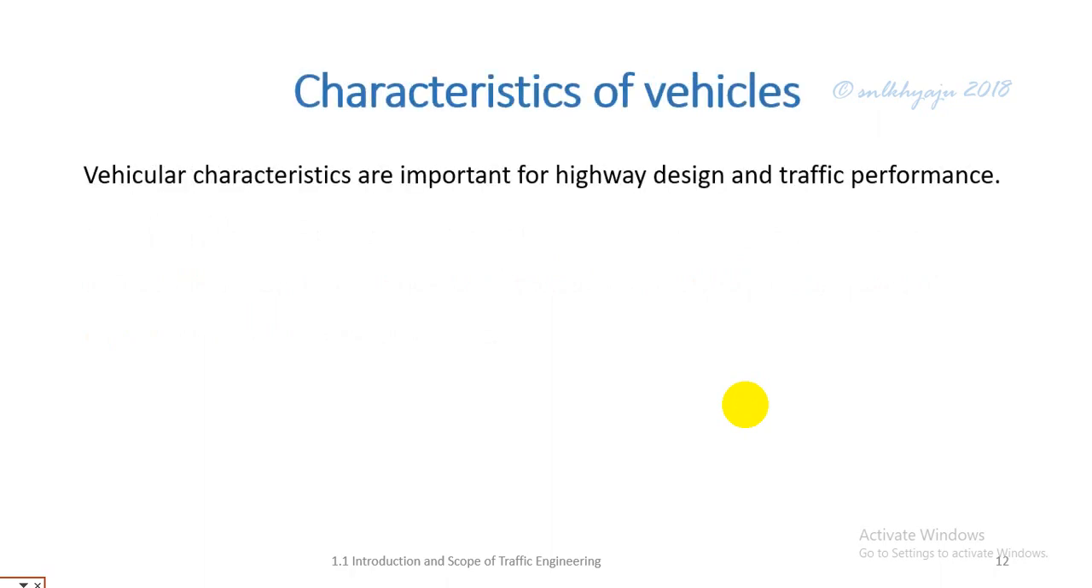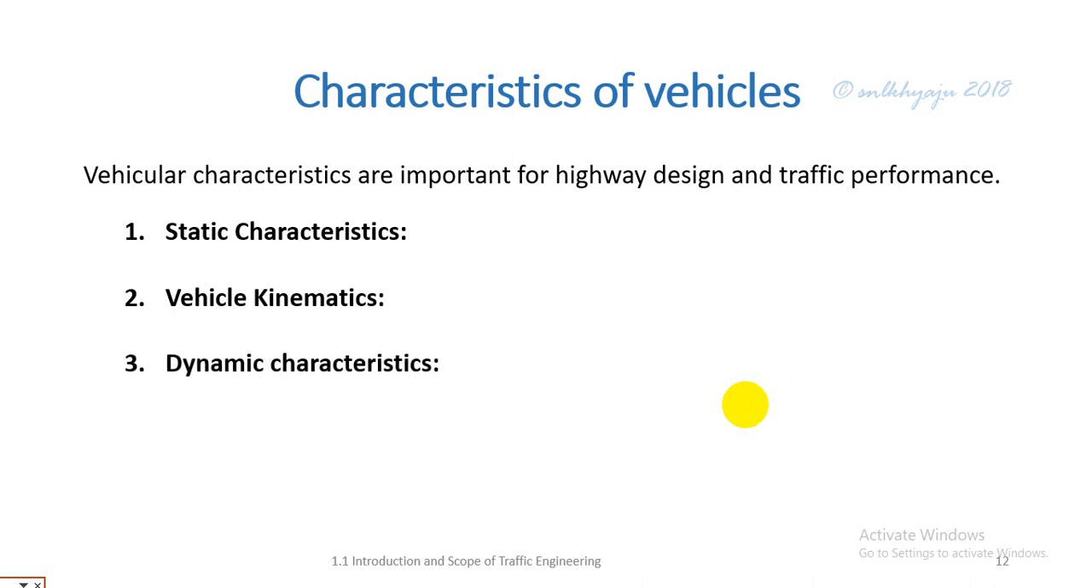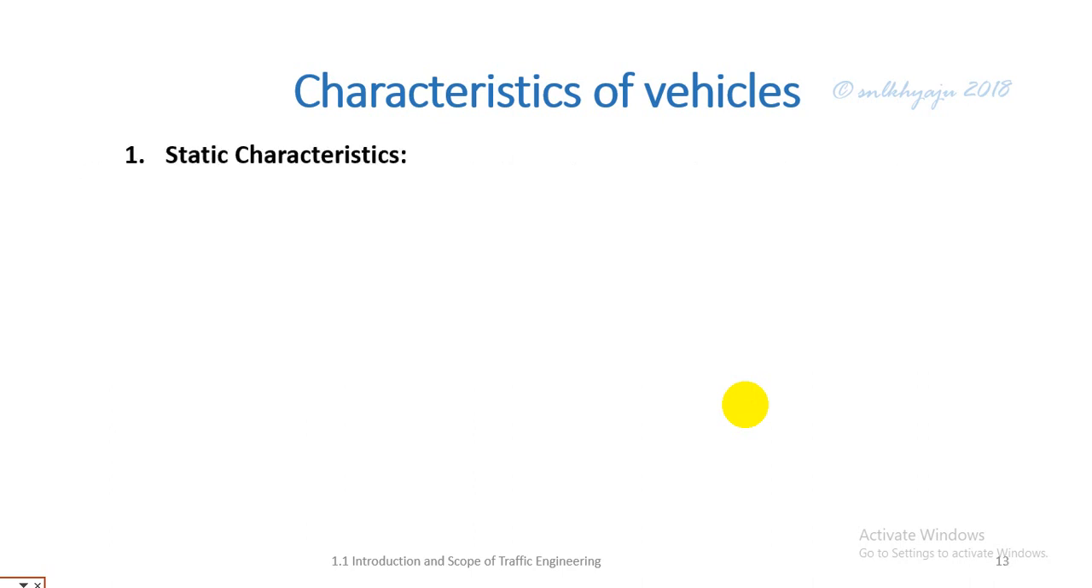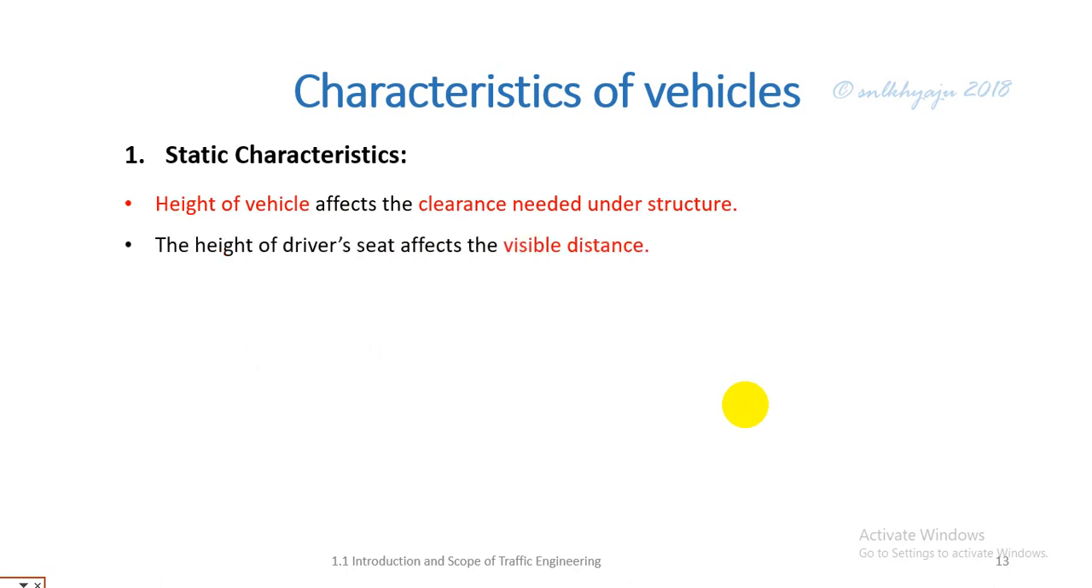Characteristics of vehicle. Vehicular characteristics are important for highway design and traffic performance. Vehicle characteristics are classified into static characteristics, vehicle kinematics, and dynamic characteristics. Static characteristics. The height of the vehicle affects the clearance needed on structures like overhead bridges. The height of driver's seat affects the visible distance. Headlight height affects the sight distance at valley curves for night driving.